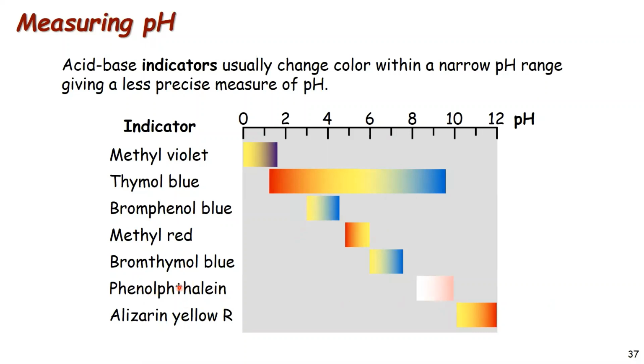Another really familiar one, probably one you've used in high school, is phenolphthalein. It changes color right around a pH of 9. So we'll talk about these further when we start talking about titrations and what indicators we will need to choose to do a titration. Okay.